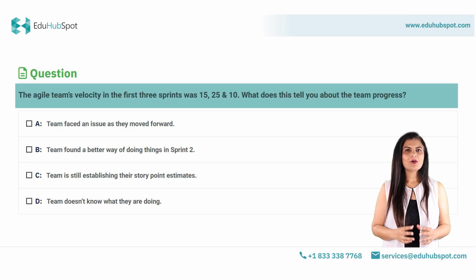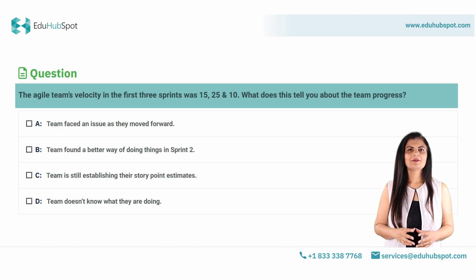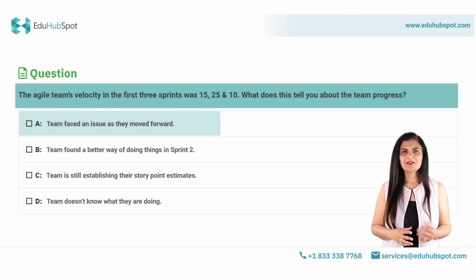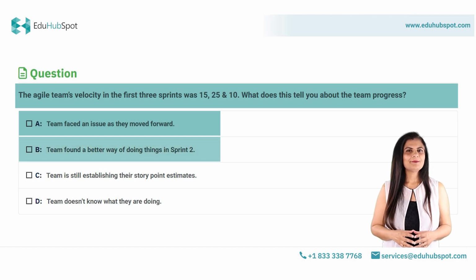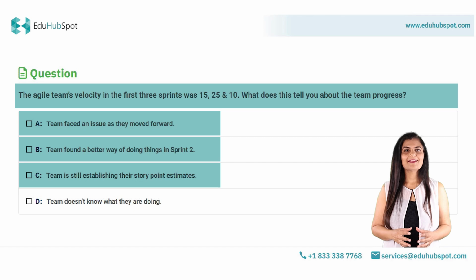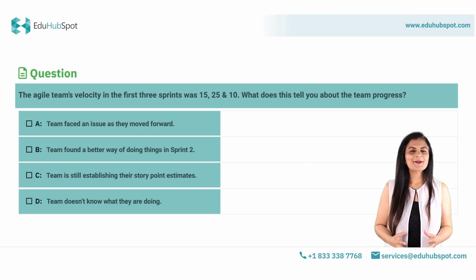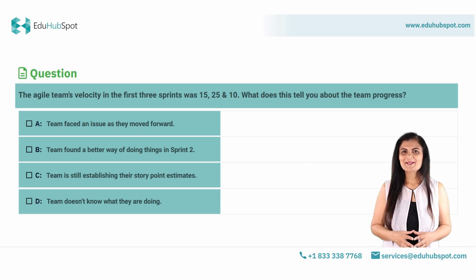But we will do one more question here, and I'm sure you have loved it. It is question time. The Agile team's velocity in the first 3 sprints was 15, 25 and 10. What does this tell you about the team progress? Option A, team faced an issue as they moved forward. Option B, team found a better way to do things in sprint 2 which helped them to increase their velocity. Option C, team is still establishing their story point estimates. Option D, team does not know what they are doing. So what is your answer?